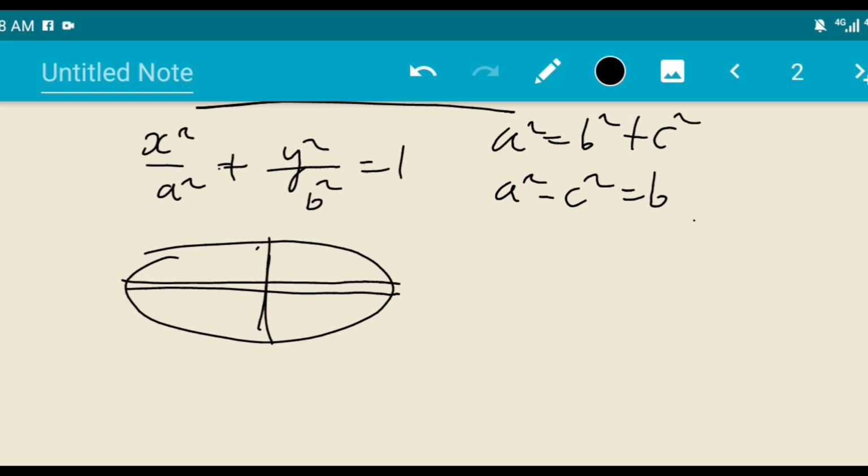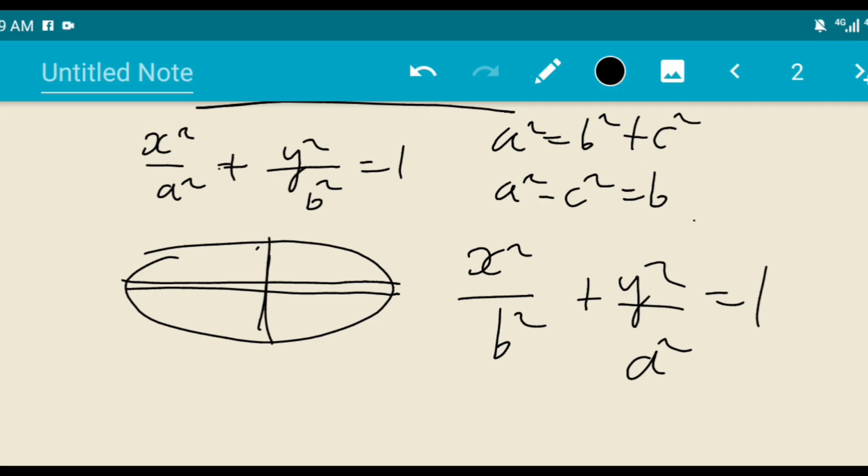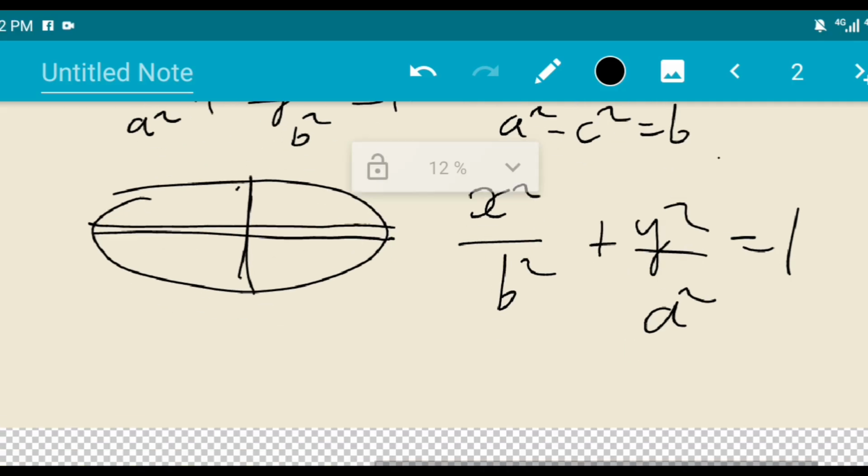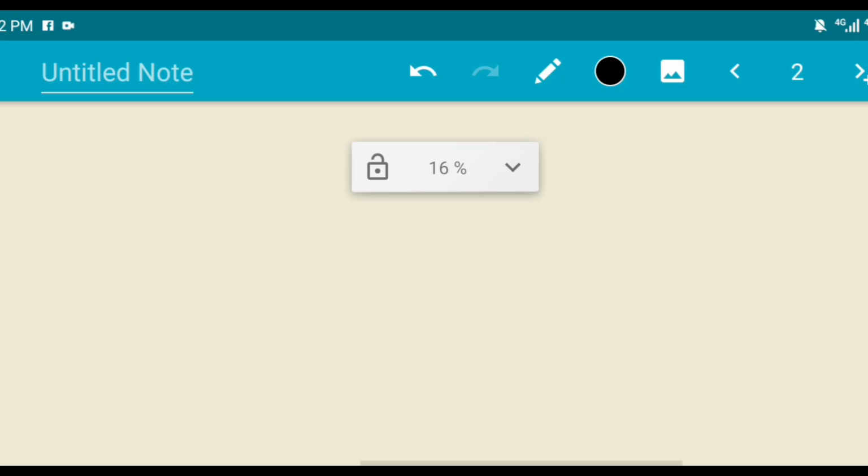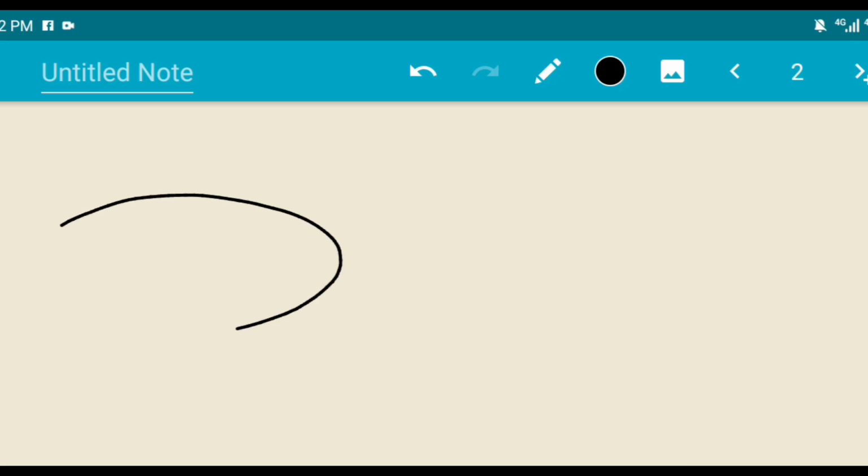So if it were to change, it would be x squared over b squared plus y squared over a squared is equals to 1. So let us just carry on and look at some examples. Okay, so please remember what we discussed earlier.